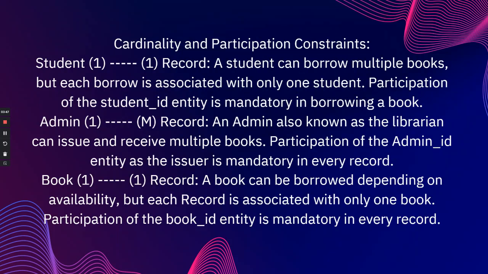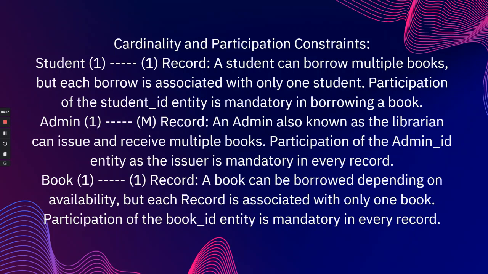Cardinality and participation constraints. The relationship of student and record is 1 to 1. A student can borrow multiple books, but each borrow is associated with only one student. Participation of the student ID entity is mandatory in borrowing a book.